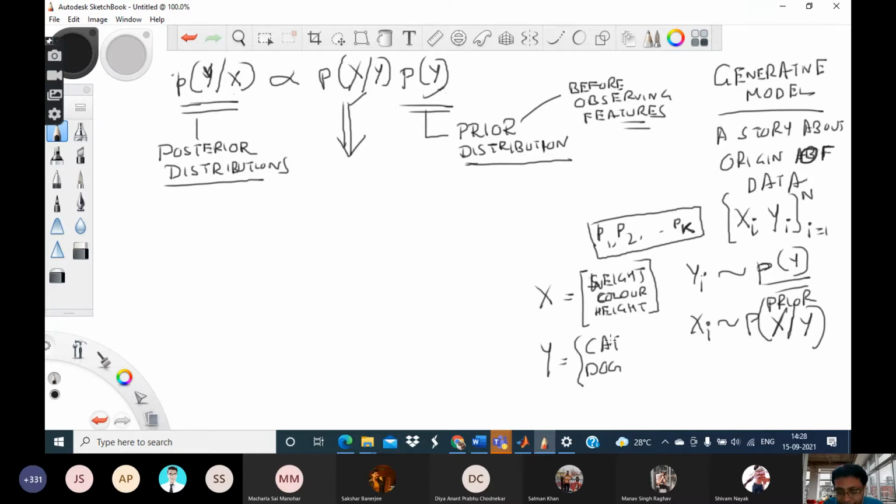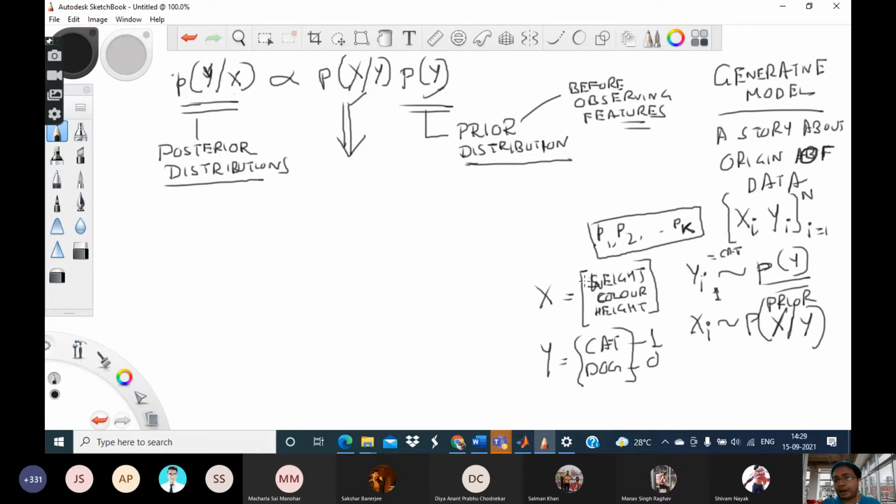So the creator of the dataset first tossed a coin to decide whether the ith example is going to be a cat or a dog. Suppose the answer came to be cat, so yi was written down as cat. Or if it is represented in the 1-0 representation, where cat stands for 1 and dog stands for 0, yi in that case took the value 1.